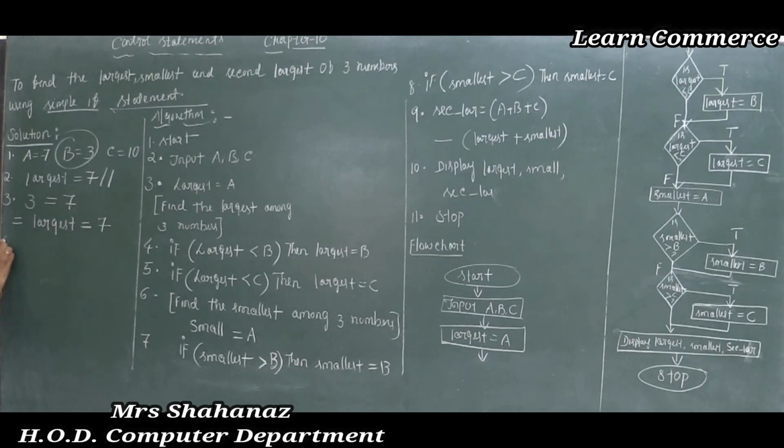Okay, and later, the next value I am going to compare with the largest. So compare the C value that is equal to 10, correct? Now compare the third number, that is C, with the largest here.